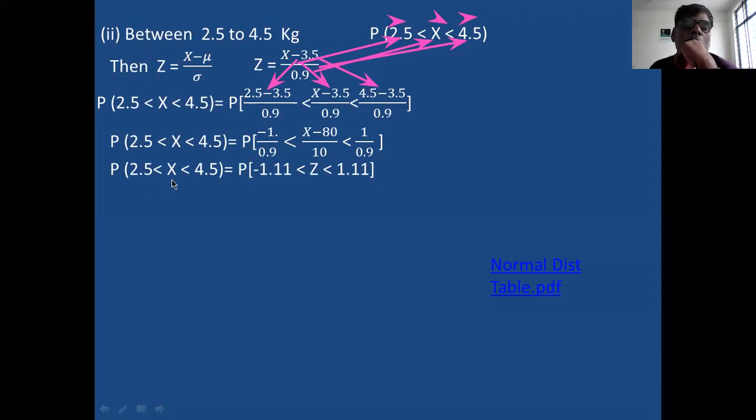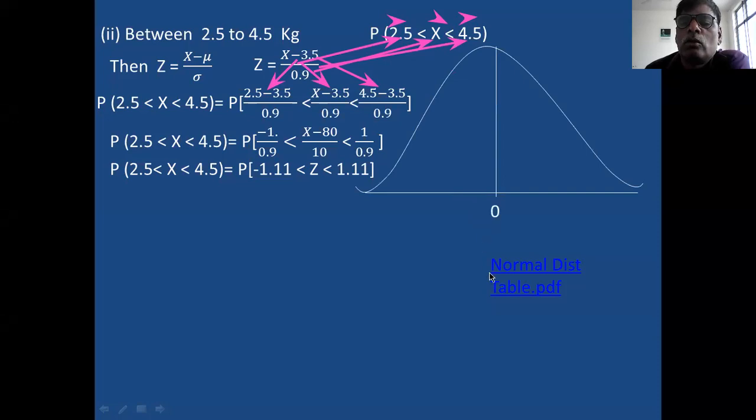In the next step, minus 1 divided by 0.9 is equal to minus 1.11. In place of the standard normal distribution, you write the standard normal variate Z. Then 1 divided by 0.9 is equal to 1.11. This is the solution. In this stage, you draw the graph. Your graph is like this. This is the zero value.